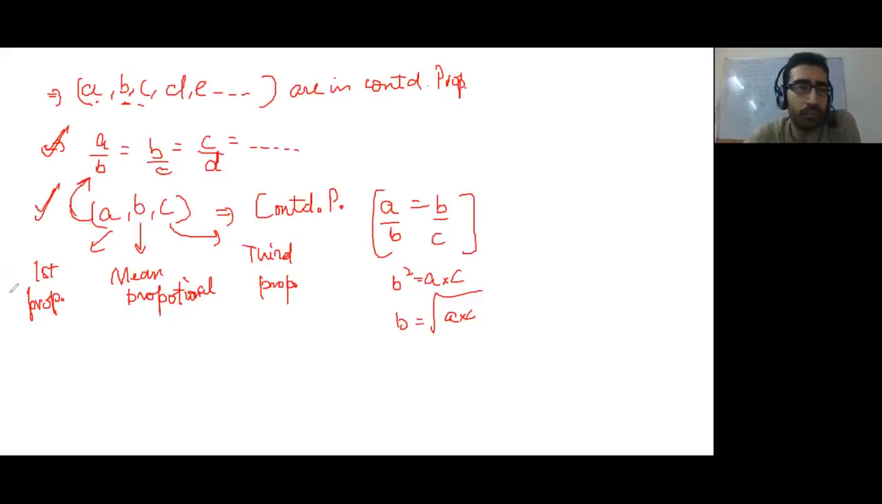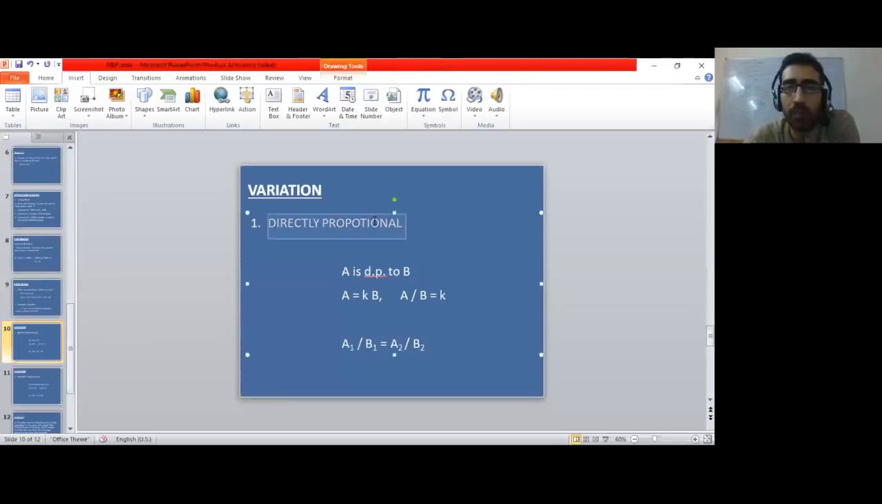So these are two fairly common usages of the term proportion. And the third common usage, let's go back to the slide, is the term directly proportional. A is directly proportional to B, which simply means that A is equal to some constant into B.